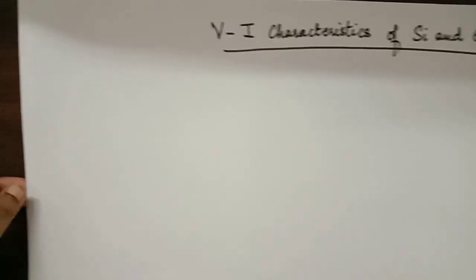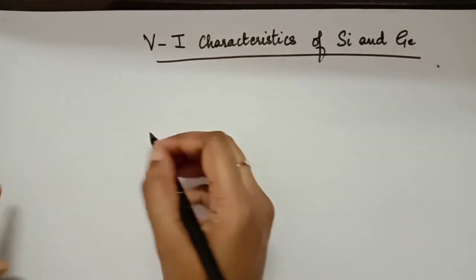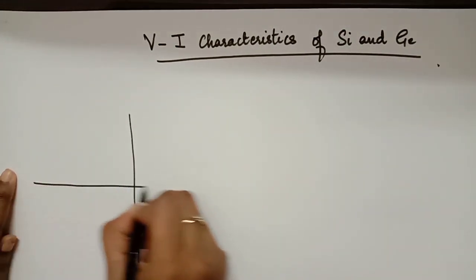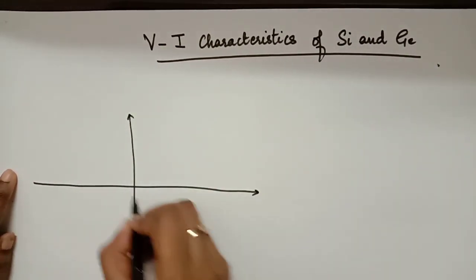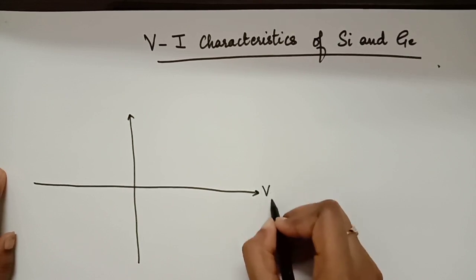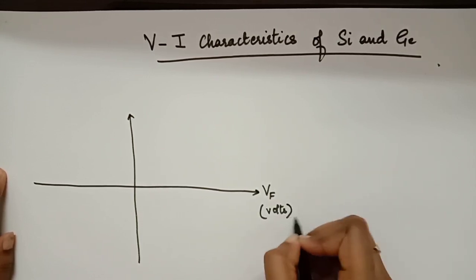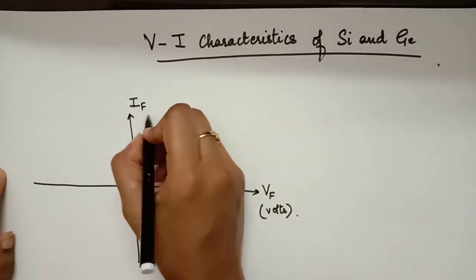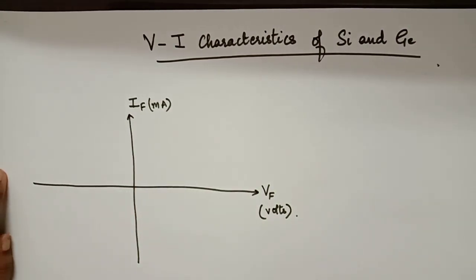So let us first draw the VI characteristics of silicon and germanium, and we'll try to draw this graph in the same manner. First of all, let us prepare the axis. This is the forward voltage direction, VF. Write the unit, volts. Then this is the forward current, IF. Write the unit, milliampere. This is how we prepare the axis first of all.